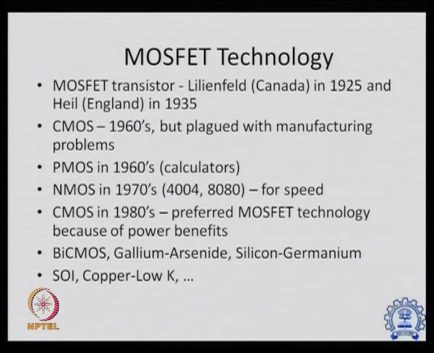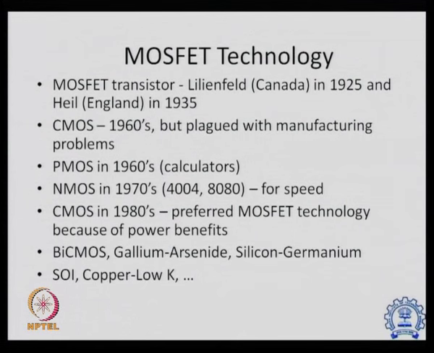Over the years, I will now summarize quickly the years through which we went in technology. First MOSFET transistor, Lilienfeld and Heil, in 1925, CMOS 1960, but plagued with manufacturing problems. Please remember the first CMOS was attempted as early as 1960. It was not only PMOS, they actually tried both NMOS and PMOS together. NMOS could never be turned off because it was always on. So, we just could not create a CMOS circuit out of it. It was depletion mode that was always created. We then continued to work with PMOS devices till the late 70s. Most calculators available then were PMOS based circuits, 1960 to 1970.